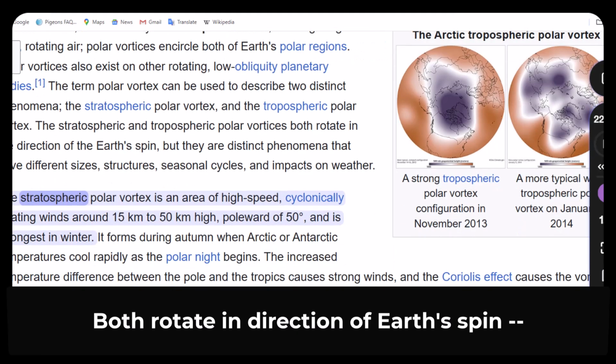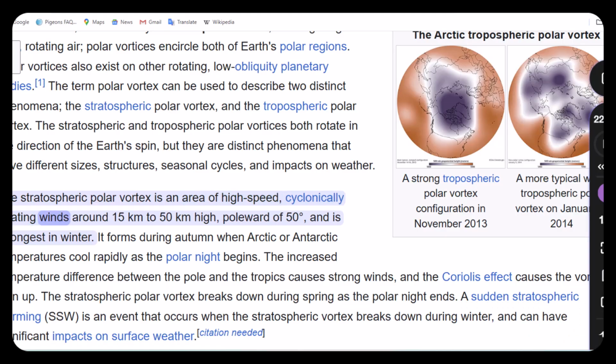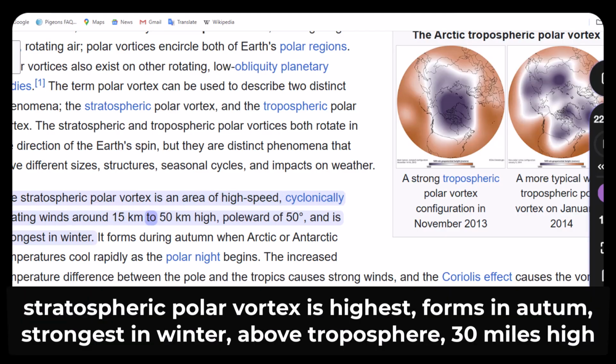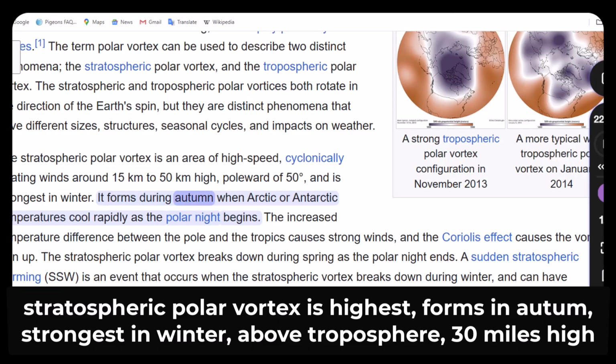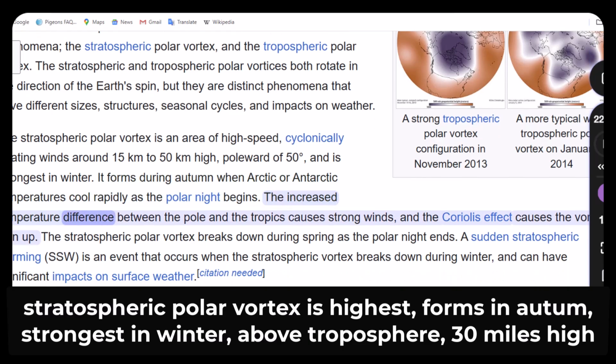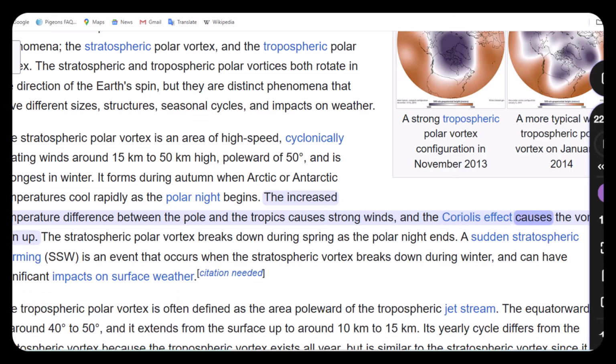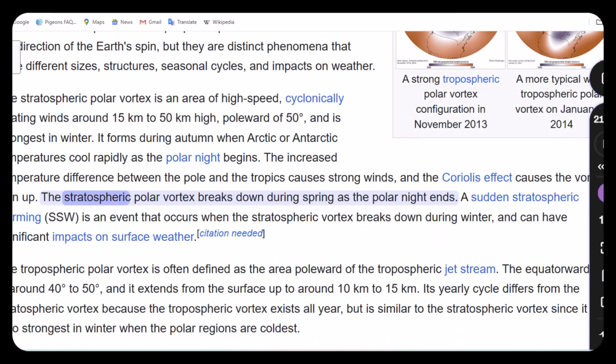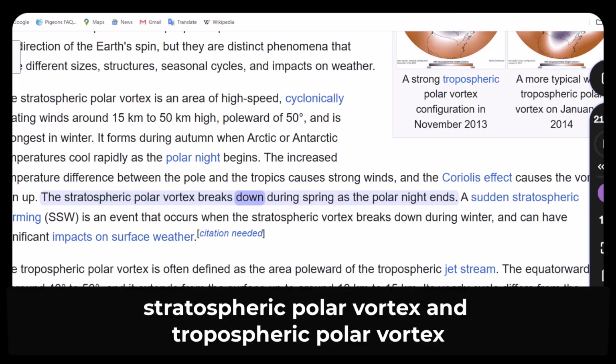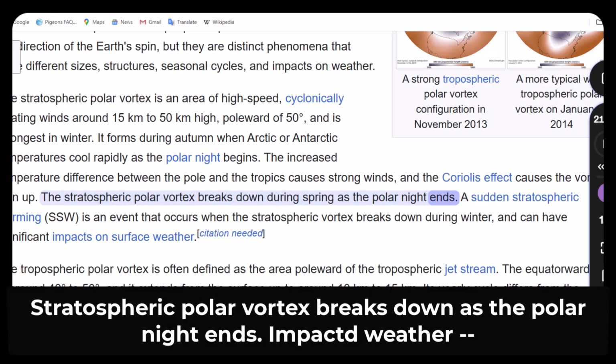The stratospheric polar vortex is an area of high-speed, cyclonically rotating winds around 15 kilometers to 50 kilometers high, poleward of 50 degrees, and is strongest in winter. It forms during autumn when Arctic or Antarctic temperatures cool rapidly as the polar night begins. The increased temperature difference between the pole and the tropics causes strong winds, and the Coriolis effect causes the vortex to spin up. The stratospheric polar vortex breaks down during spring as the polar night ends.